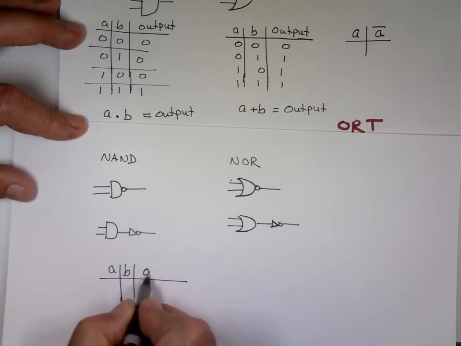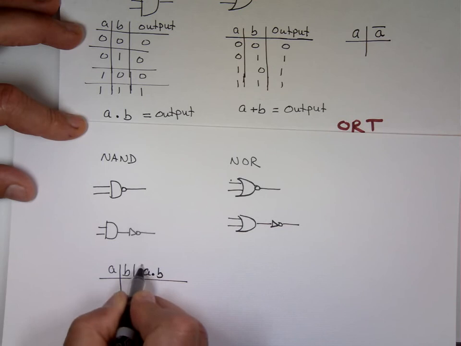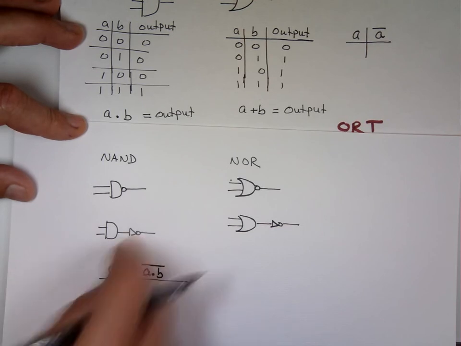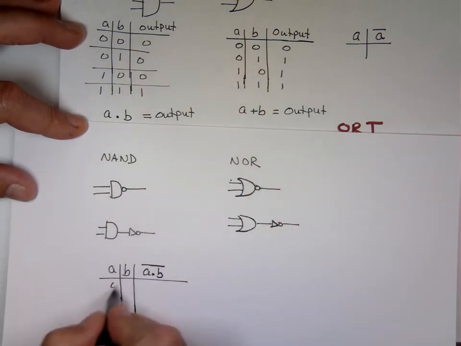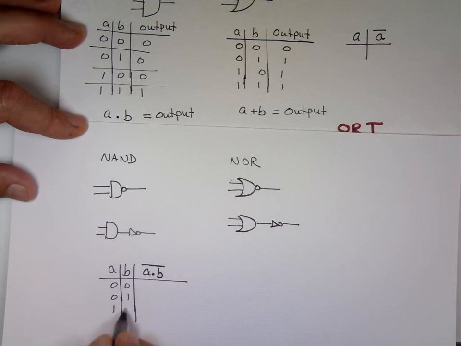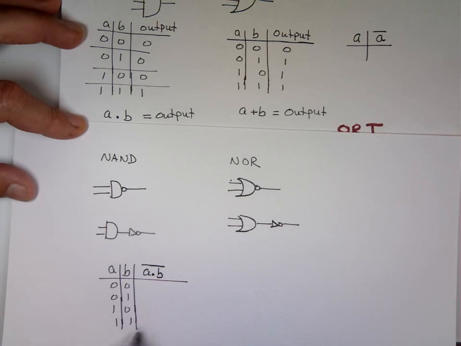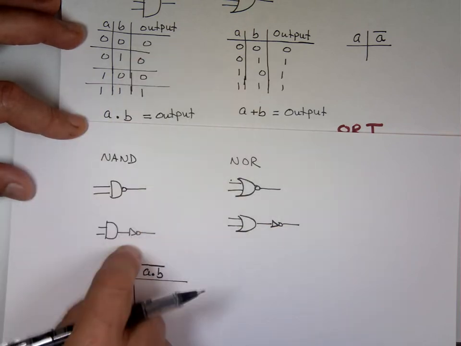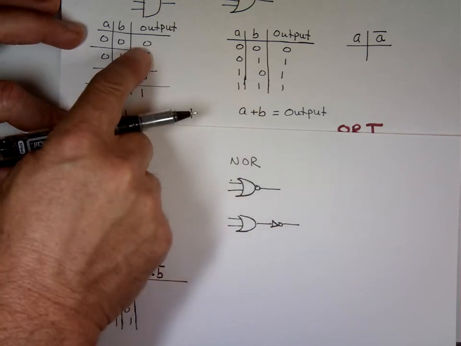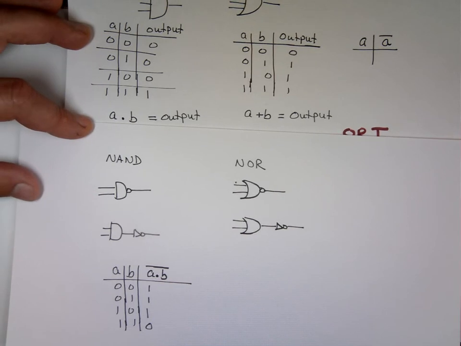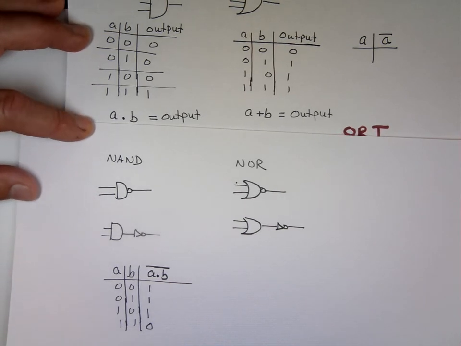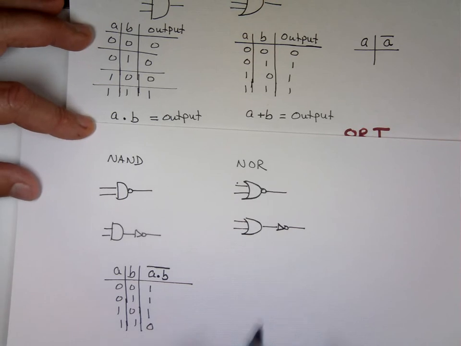This is A and B, but it's an AND with the NOT on top of it. So it's going to be the complement of the AND. Take the 0 now, because you're going to NOT that 0. When you NOT it, you have 1, 1, 1. When you NOT the 1, you have 0. That's a NAND gate.